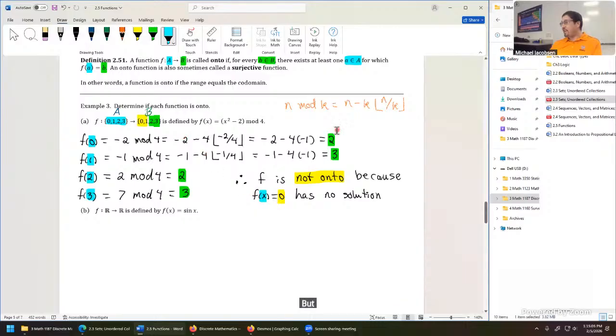But if we did have, say, a 0, 1, 2, 3, all the elements got hit by a domain element, we would have said it is onto. Does that make sense with that question there?